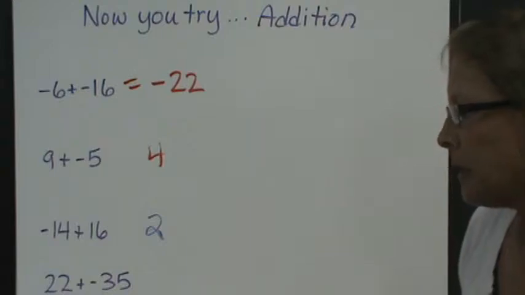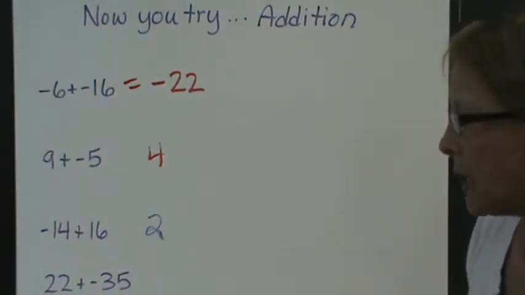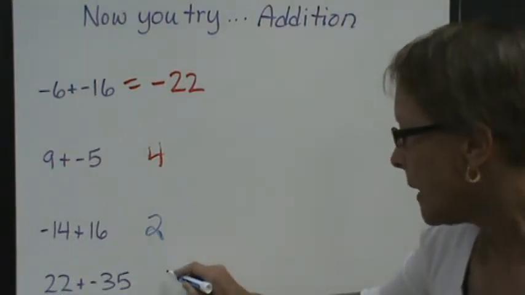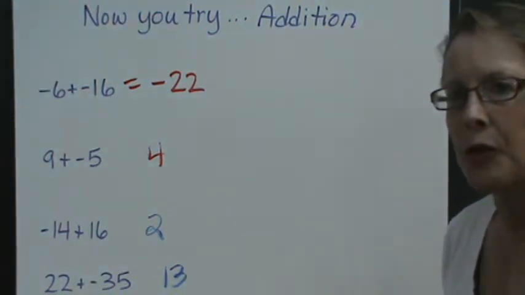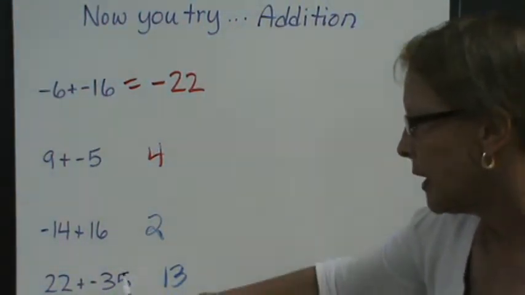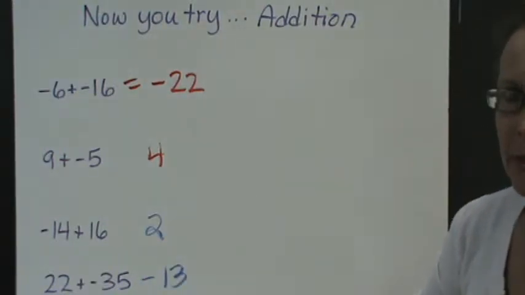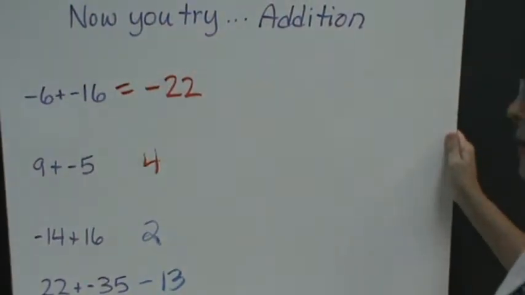And my last one, are the signs the same or are they different? You're right, they're different. I'm going to take 35, subtract 22, and I'm going to get 13. Which number appears larger or is further from 0? Good, 35 is, so my answer is negative. Awesome job. Let's move on to subtraction.